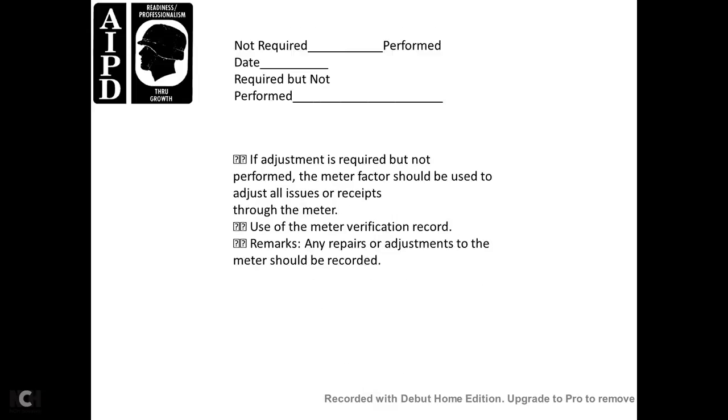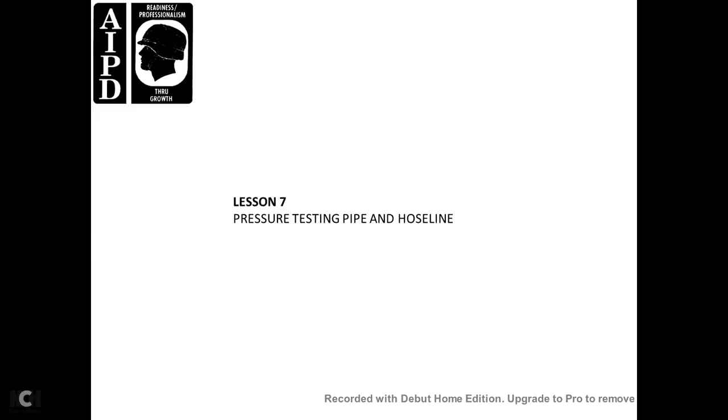Verification adjustment: not required, not performed, date; not required, performed, date; required but not performed. If adjustment is required but not performed, the meter factor should be used in adjusting all issues and receipts through the meter. Use the meter verification record for remarks, and any repairs and adjustments to the meter should be recorded.